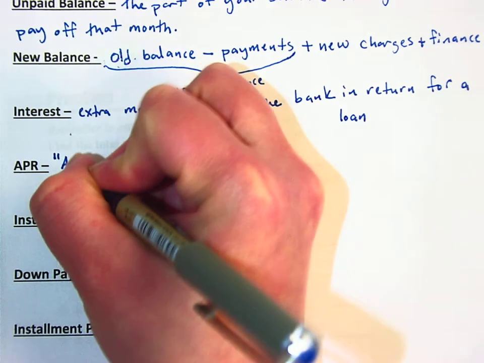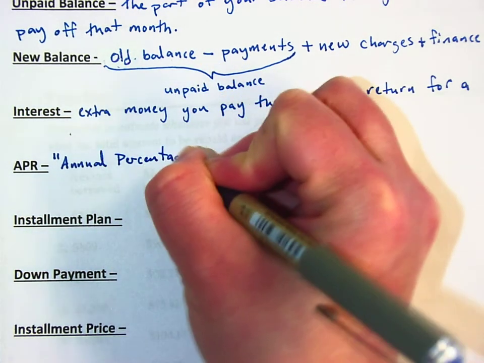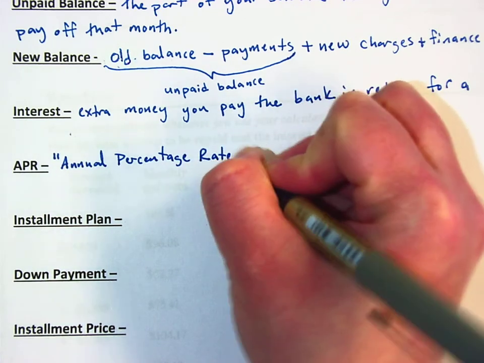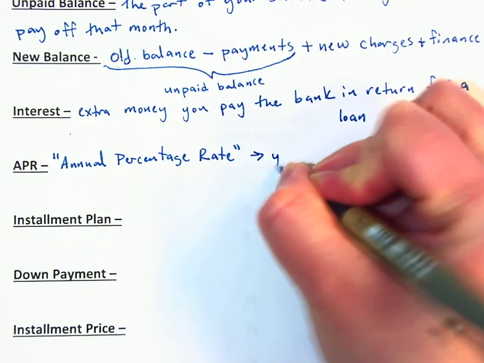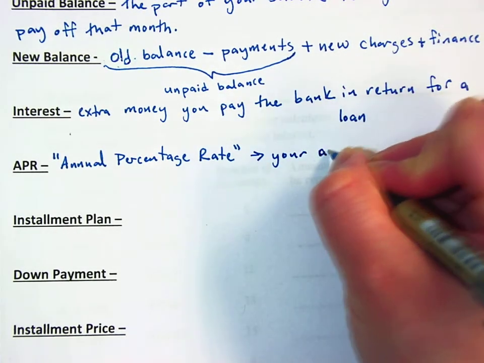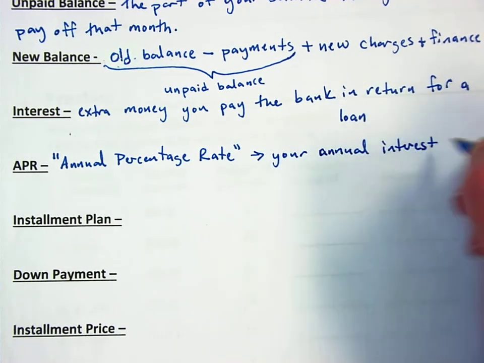APR stands for annual percentage rate. You'll see this come up a lot in commercials for buying a car. They'll say 0 down, low APR. And this is basically your annual interest rate for your loan.